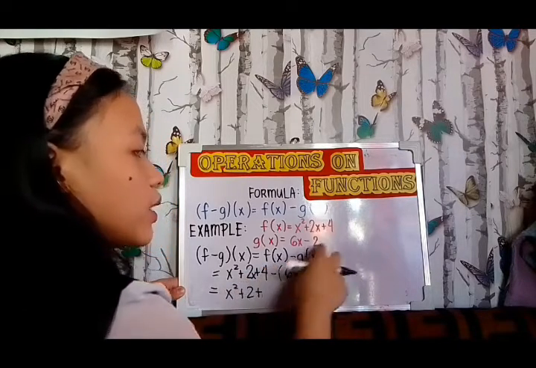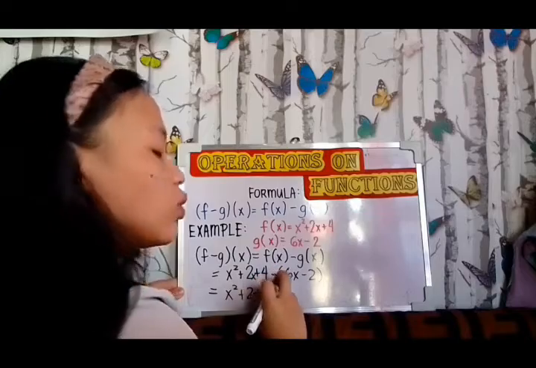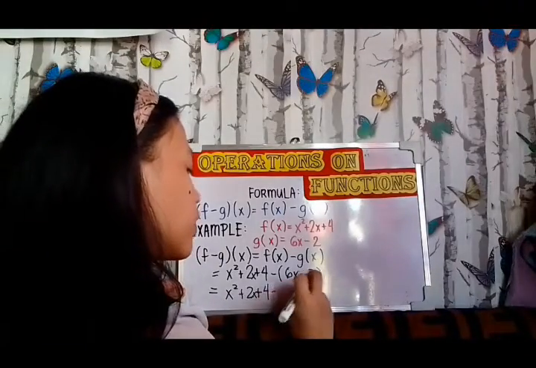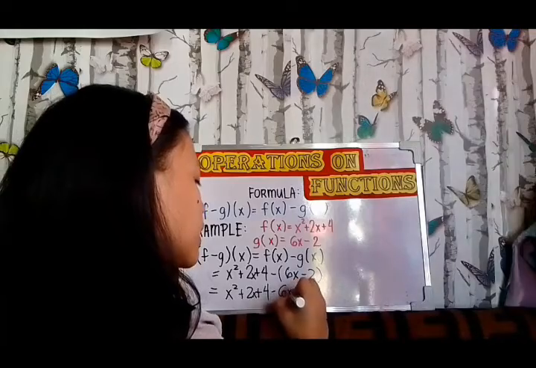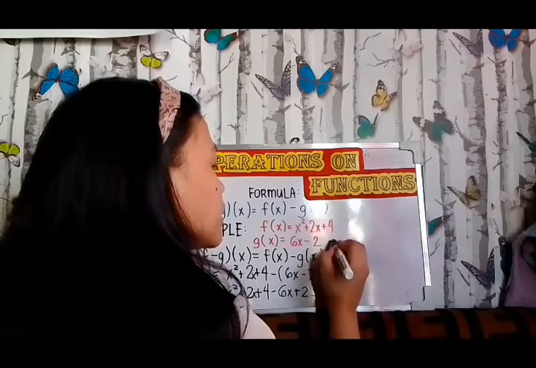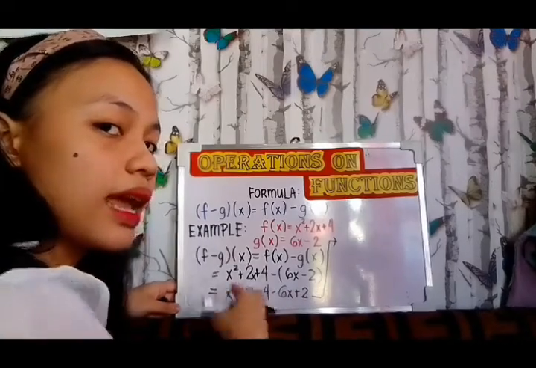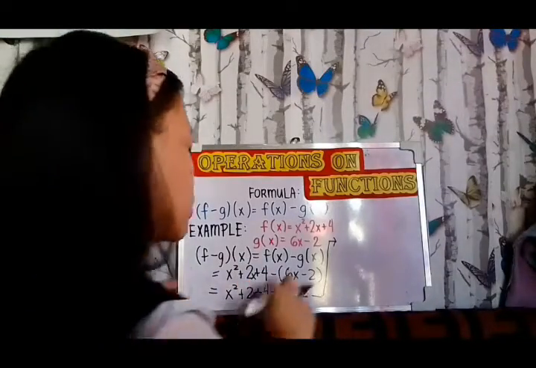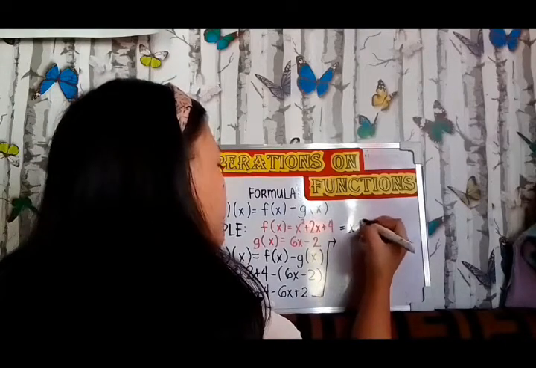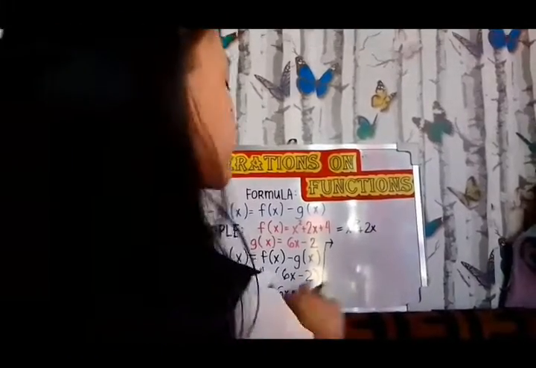Now I'm going to rewrite this: x squared plus 2x plus 4. Then I remove the grouping symbol and turn the sign into a positive, so it's going to be 6x plus 2. Our next step is to transpose the like terms that have the same variables: x squared plus 2x minus 6x, plus 4 and plus 2.